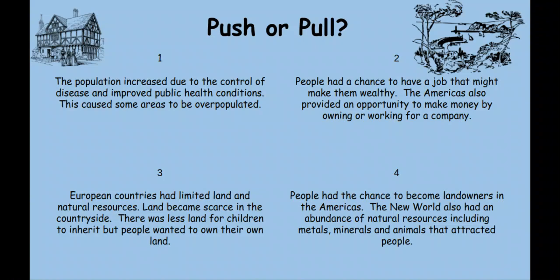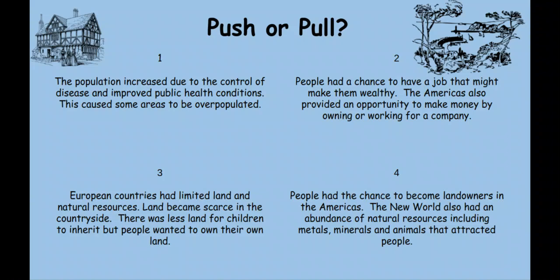Number 2 says, people had a chance to have a job that might make them wealthy. The Americas also provided an opportunity to make money by owning or working for a company. Is that a push or pull factor? It is a pull factor that attracted people to a new life in America.